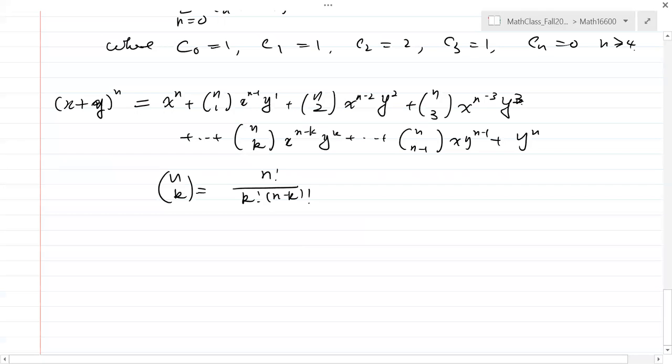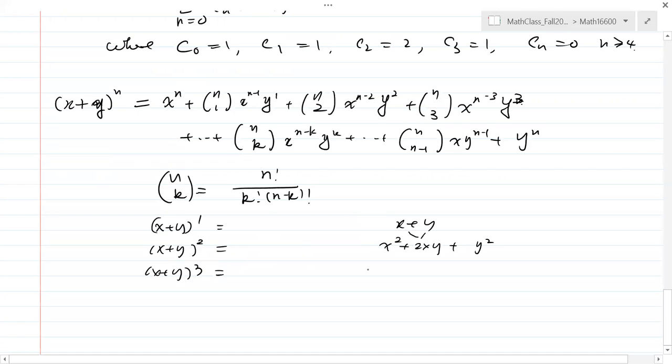Sometimes you don't need the general formula. So here's the first one. X plus 1 to the power 1 is just x plus 1. X plus y squared will be x squared plus 2xy plus y squared. So 2 is coming from here. X plus y cubed gives x cubed, plus 3x squared y, and then 3x y squared, and y cubed.